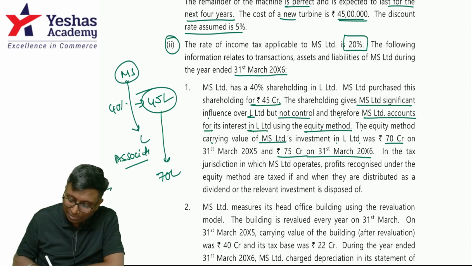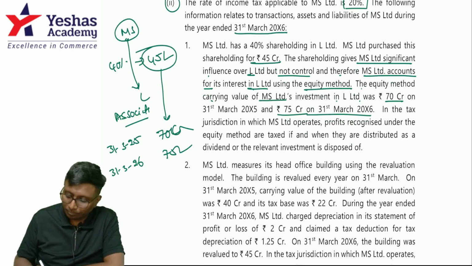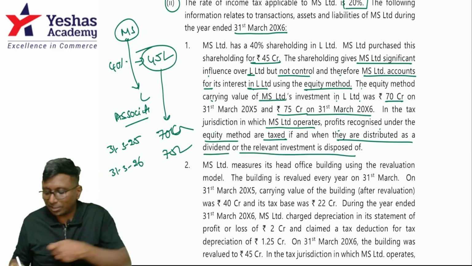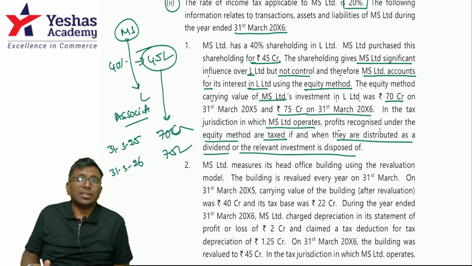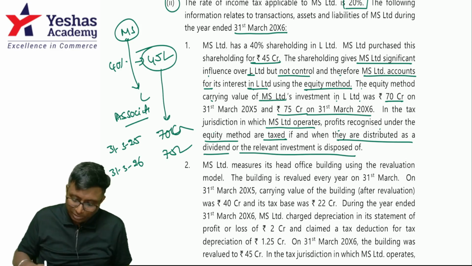Now, this is of which date? This is 31st March 2025 number. 31st March 2026, this has become 75, lakhs or crores, doesn't matter. Number is the number. Okay, right. So, in the tax jurisdiction in which MS Limited operates, profits recognized under the equity method are taxed if and when they are distributed as dividend or the relevant investment is disposed of. The same question is given in January 2026 also, attempt it. It is a 2026 question.